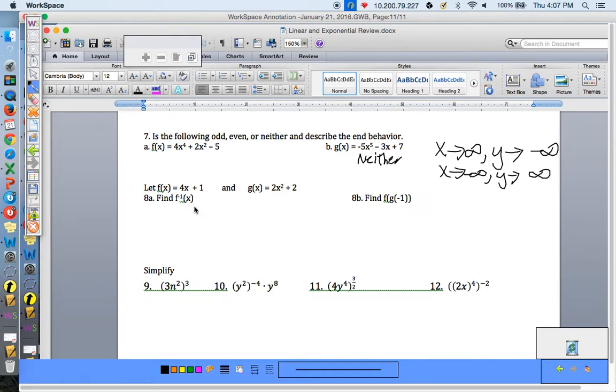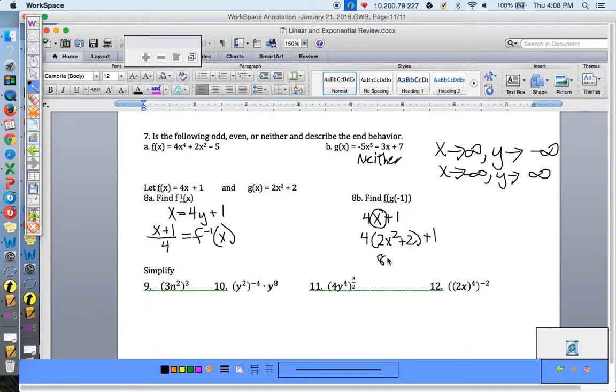All right, these next two, inverse, those are getting pretty easy. x equals 4y plus 1. Solve for y. We have (x plus 1) over 4. Then there's our inverse. Find f of g of negative 1. So our outside function is 4x plus 1. We'll replace that x with the g.